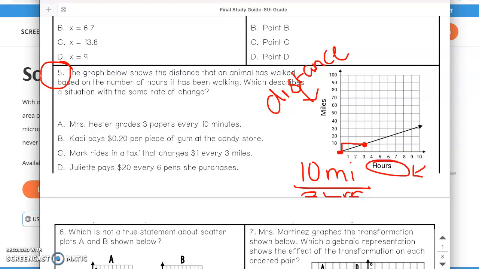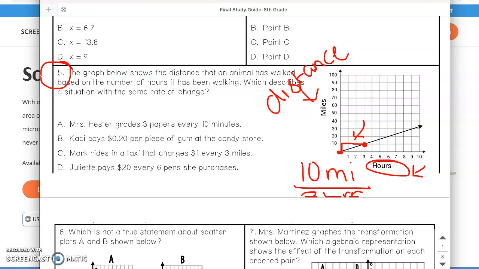She grades 3 papers every 10 minutes. Now that would mean she's grading 3 papers in 10 minutes. So that would be the opposite of what's going on right here. Because what's going on right here is they're walking 10 miles in 3 hours.